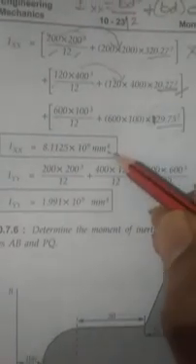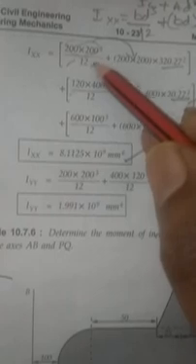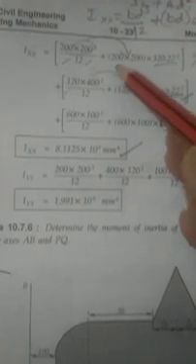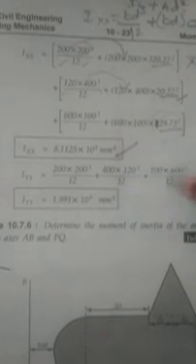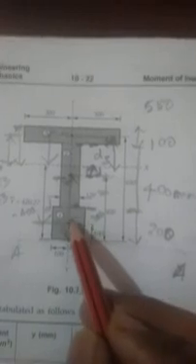All this you calculate, and you will get 18.1125 into 10 to the power of 9 mm to the power of 4. Next, whatever you have taken here, BD cube divided by 12, plus A into d square. But here in the IYY you will not get this d distance, it will be 0. The reason is, for every individual centroid to the center line you have to take the d distance, but the centroid of this section, this section, and this section all lie exactly here only, so there will be no distance.